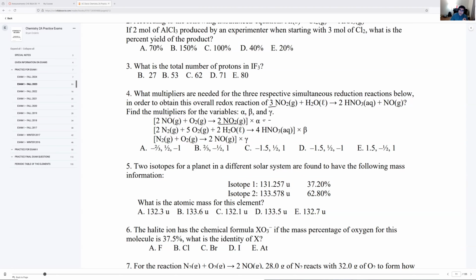And then 2 times what gives me 3? So the answer is 3 over 2, right? If you really want to do it, you could write out the algebra. 2 times what gives me 3? You get 3 over 2. And that's it. So alpha is negative 3 over 2. And we're just going to do the same thing for each of these.